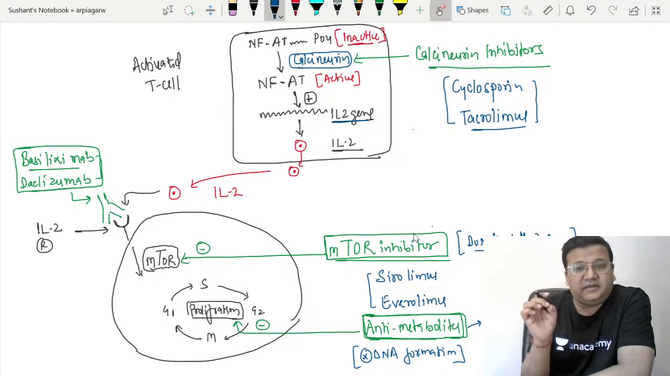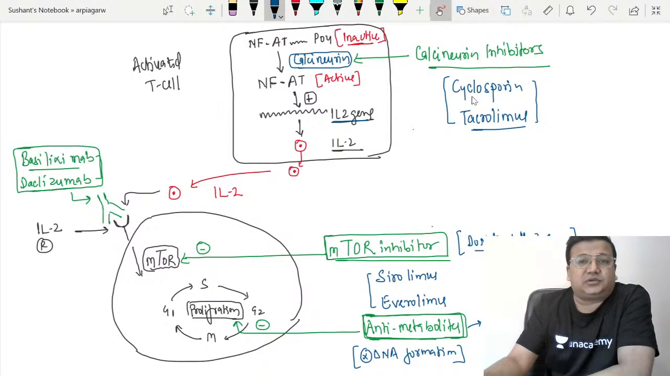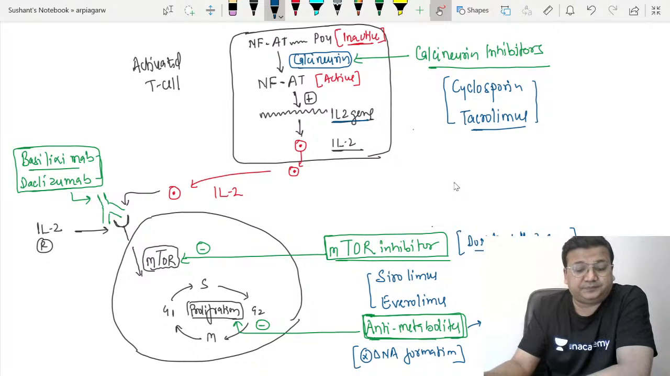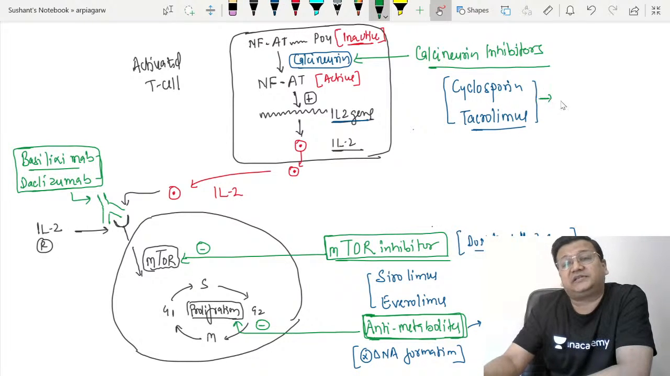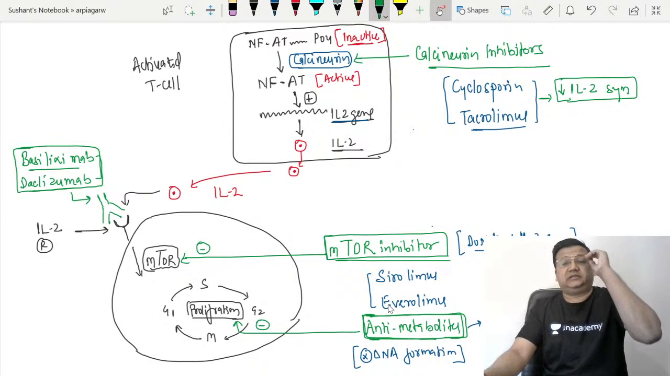Now tell me, calcineurin inhibitors, cyclosporin and tacrolimus: are these drugs decreasing interleukin 2 synthesis or not? Yes, that is what you need to remember, that these drugs, calcineurin inhibitors, decrease interleukin 2 synthesis.